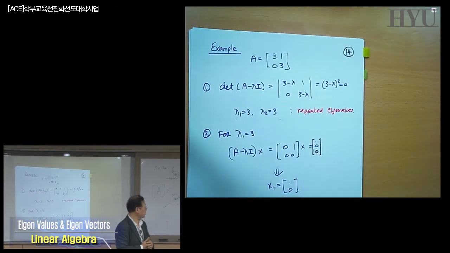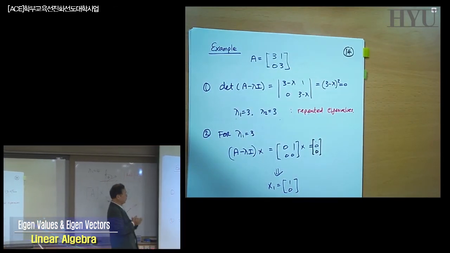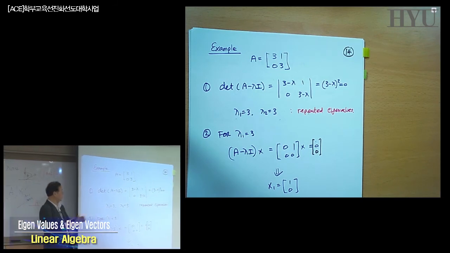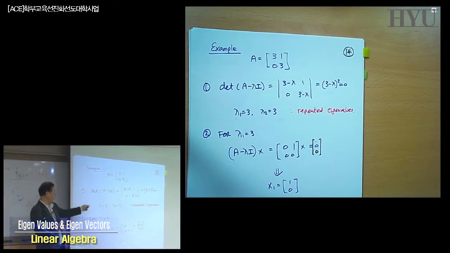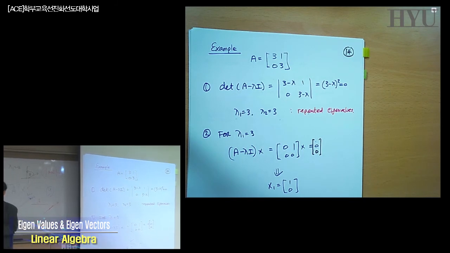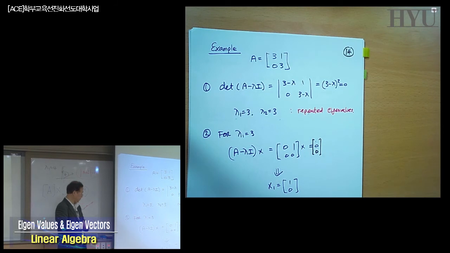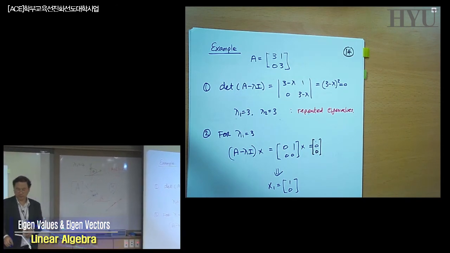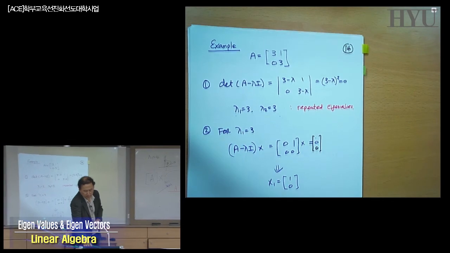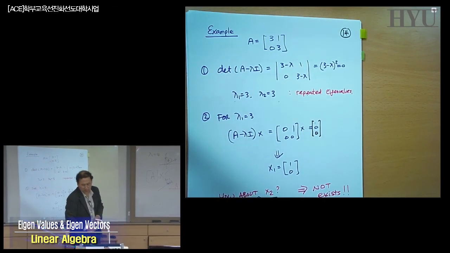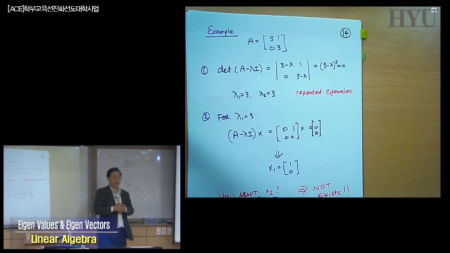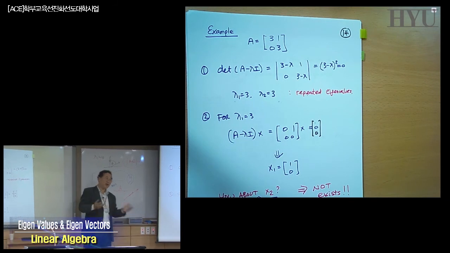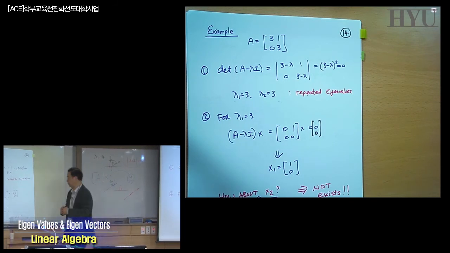Okay, this is another case. This A is 3, 1, and 0, 3, so we take the determinant. Then lambda, we found, is 3 both times. In this case, I try to find the eigenvector. Then I found one eigenvector, but I cannot find another eigenvector anymore in this case.